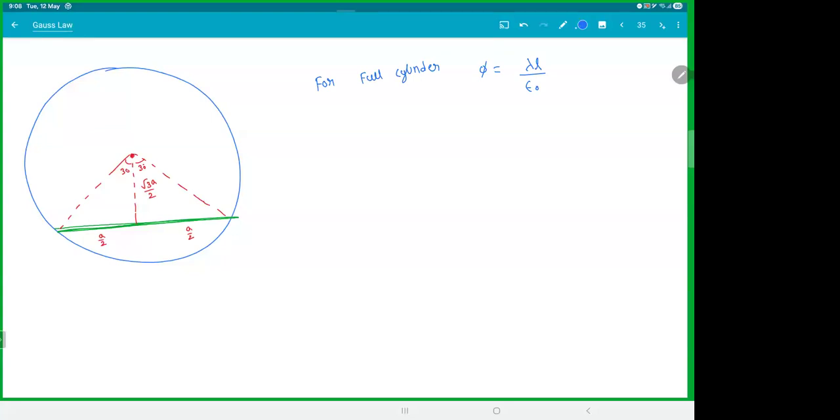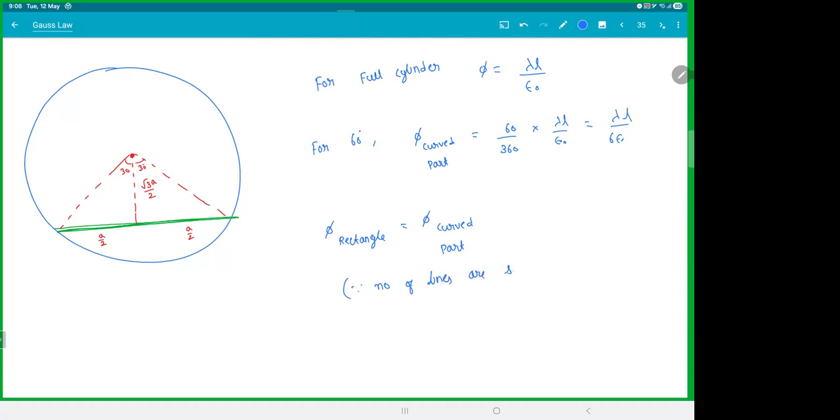Now for this 60 degrees, the flux will be what, 60 by 360 into lambda L by epsilon, which is lambda L by 6 epsilon. And then we are going to argue flux through the rectangle must be equal to the flux through the curved part, since the number of lines are same. So there is no need to integrate. And the answer is lambda L by 6 epsilon.